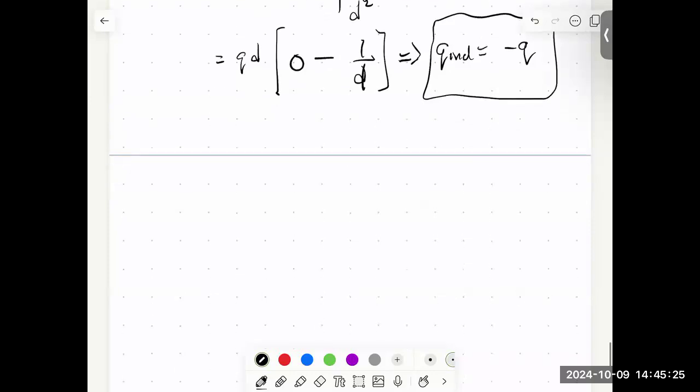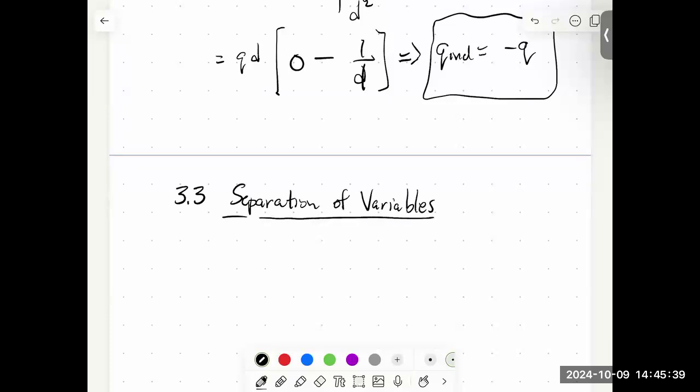All right, so 3.3. Answer me this. Have you ever used separation of variables in another course? You have. Good. Where did you see it? For EDE's class. Okay, in a math context.